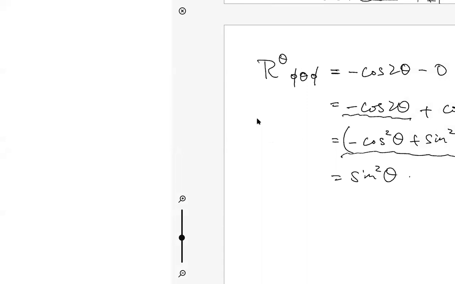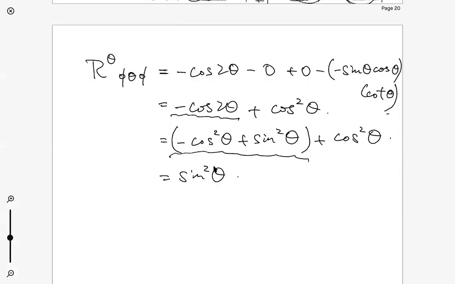I really apologize. Yeah, but anyway, the conclusion is the Riemann tensor of the theta phi components is computed to be sine squared theta. But remember, the question actually asks something slightly different. The theta index is actually a lower index, like this. So what do we do?